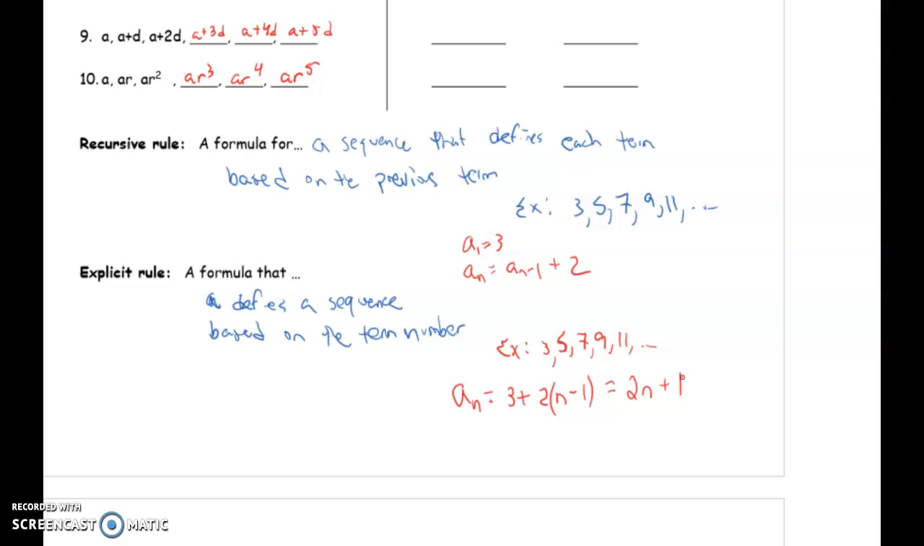Notice that when n is 1, I get 3. When n is 2, I get 5. When n is 3, I get 7, and so on.